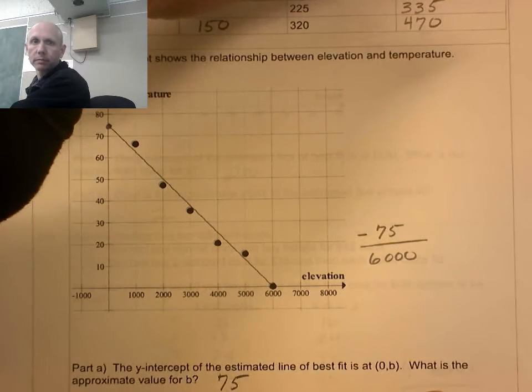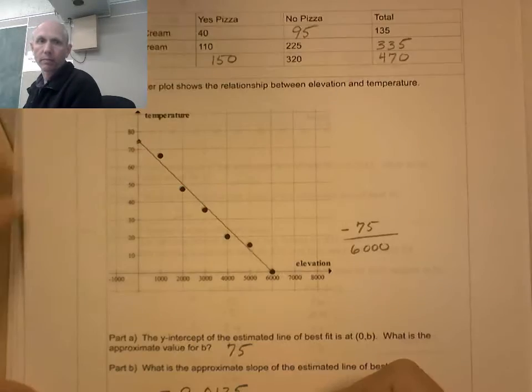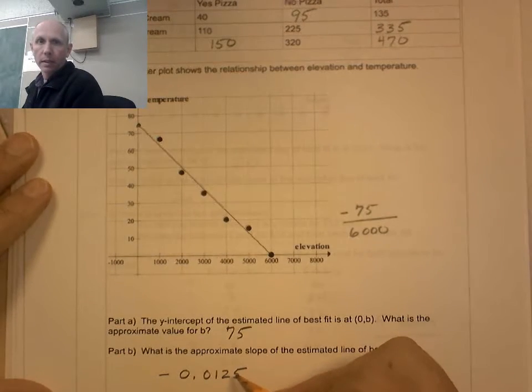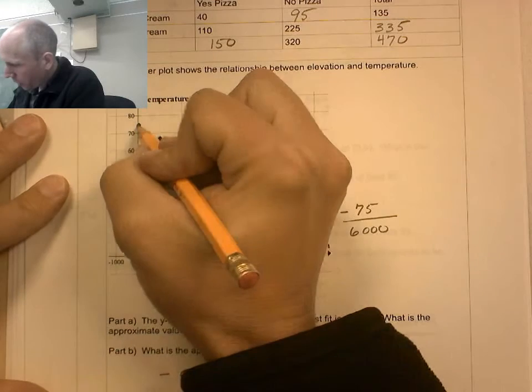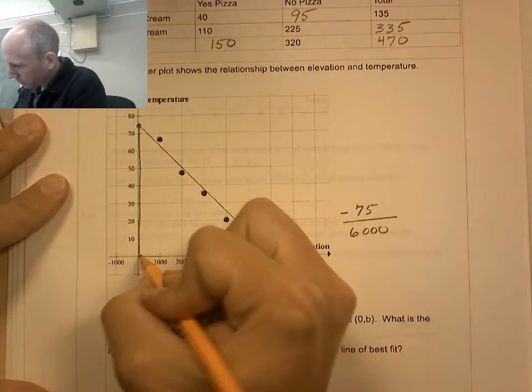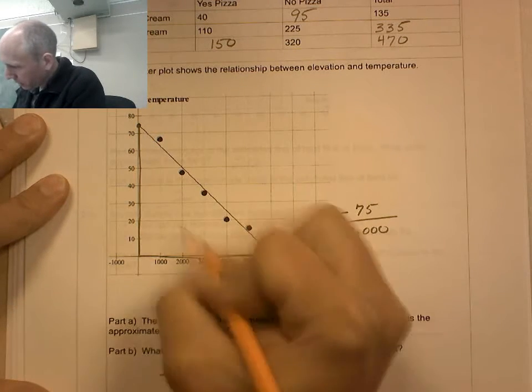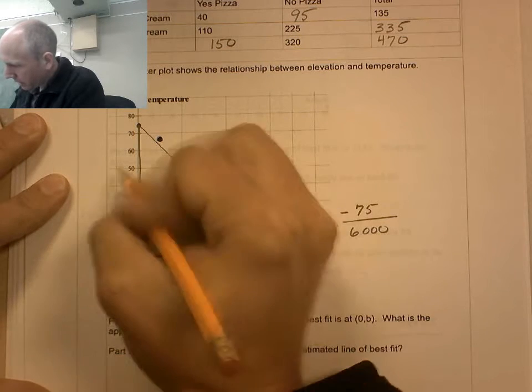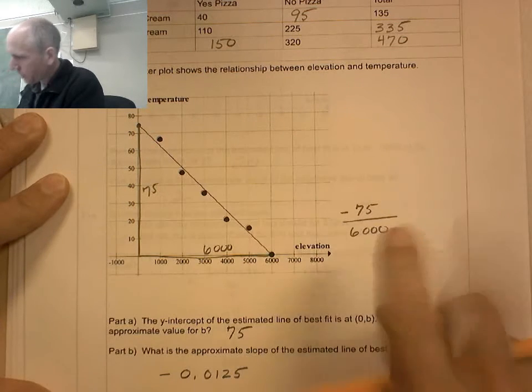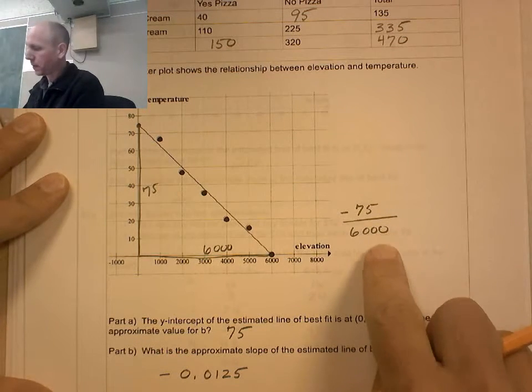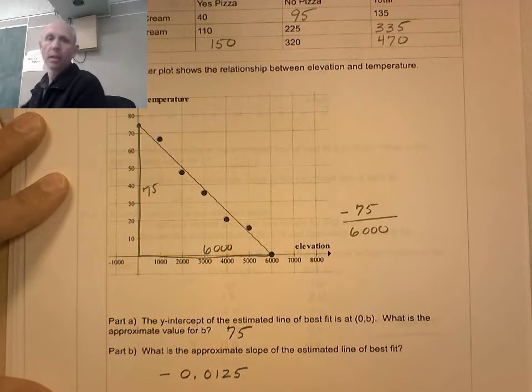Can I zoom out? And then I went with this whole thing for my slope triangle. Looks like it's about 6,075, and it's a negative, so negative 75 over 6,000 gives me that number right there. Let's do it again.